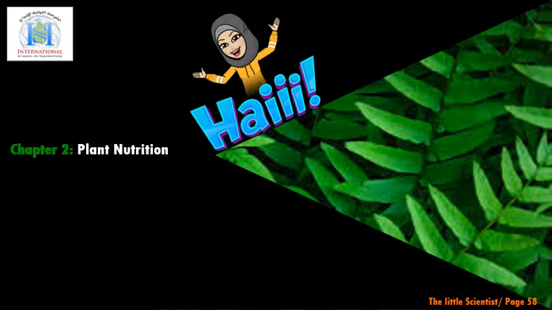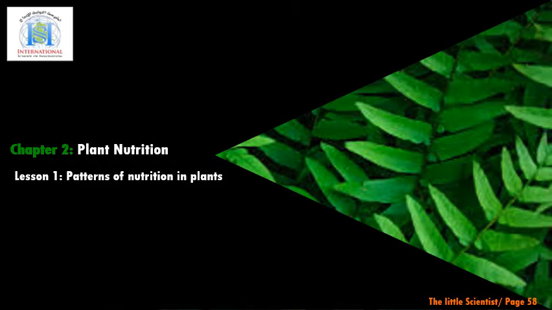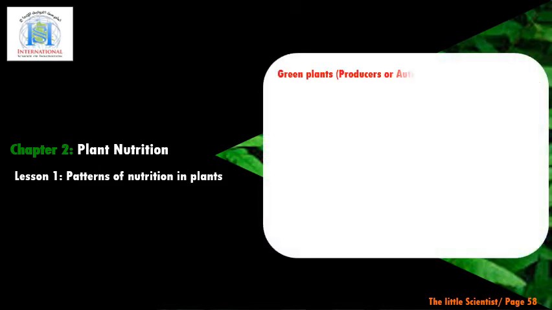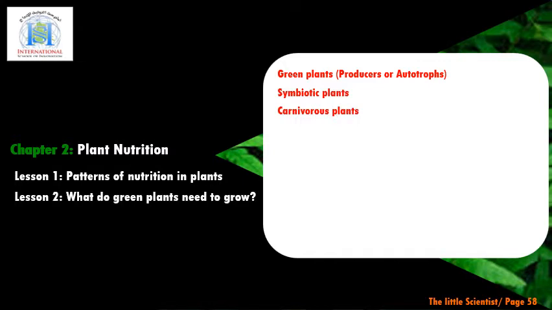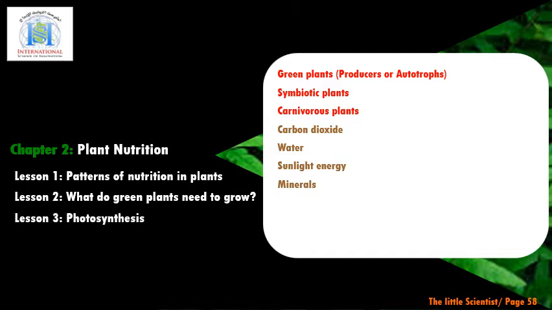And in the previous videos, we were talking about plant nutrition. We talked about the 3 patterns of nutrition in plants, which are green plants, symbiotic plants, and carnivorous plants. We said that green plants need 4 different things to live and grow in a healthy way. They need carbon dioxide, water, sunlight energy, and minerals. Green plants produce their food through a process called photosynthesis. By photosynthesis, plants get the food that they need, which is a kind of sugar.